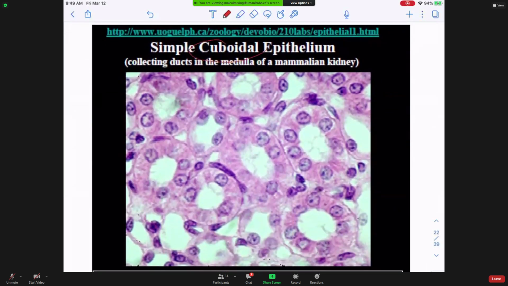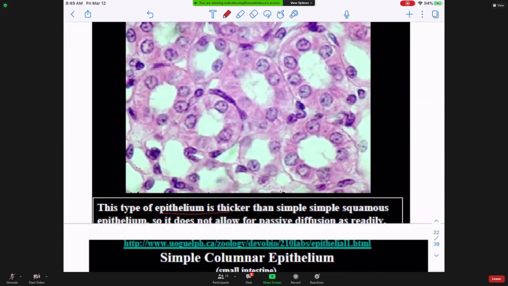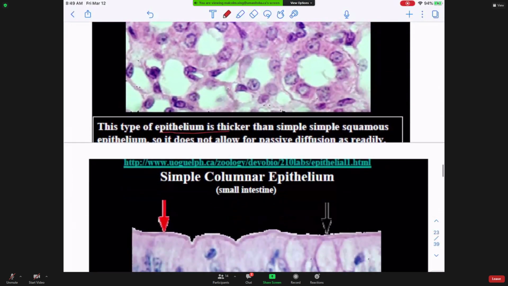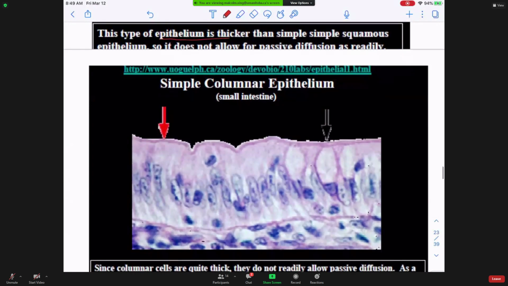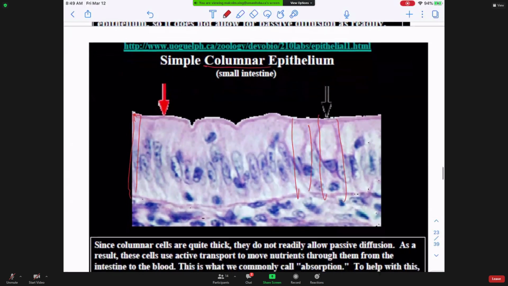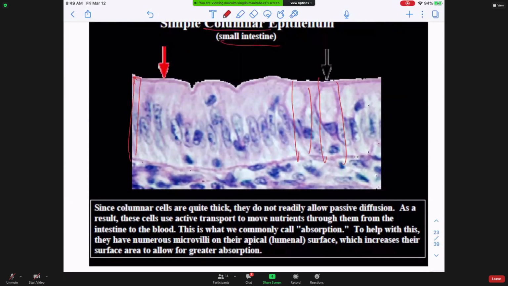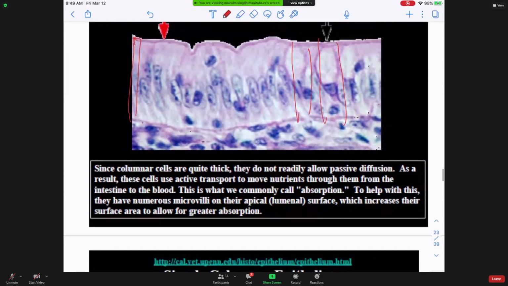So here is a cuboidal epithelium. It's a little bit thicker, but the general function is similar. Columnar epithelium is even thicker, like the small intestine. Because columnar cells are quite thick, they do not readily allow passive diffusion.